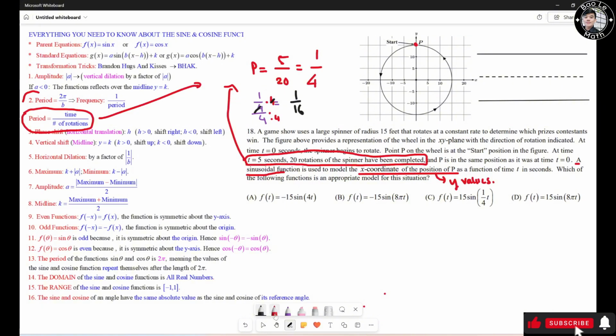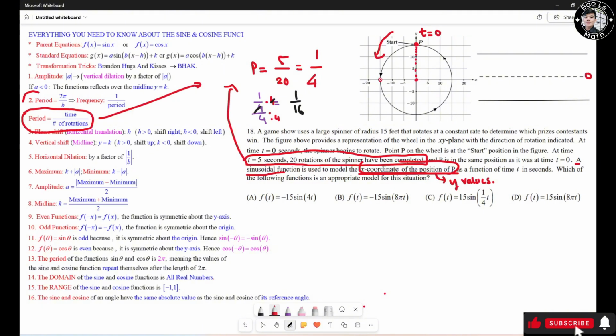Now, be careful. Point P rotates counterclockwise. Now, at point P, you project down to the x-axis, and you see that the x value is 0. They say that the x-coordinate of the position of P is the y values. So at t equals 0, the value equals 0. So 0 right here is the midline. So this is 0.